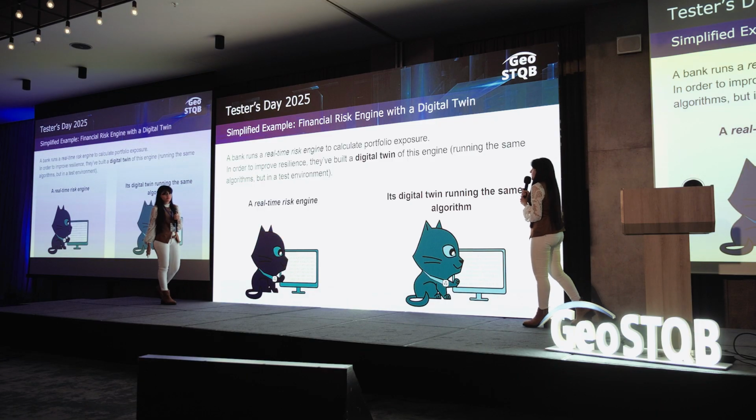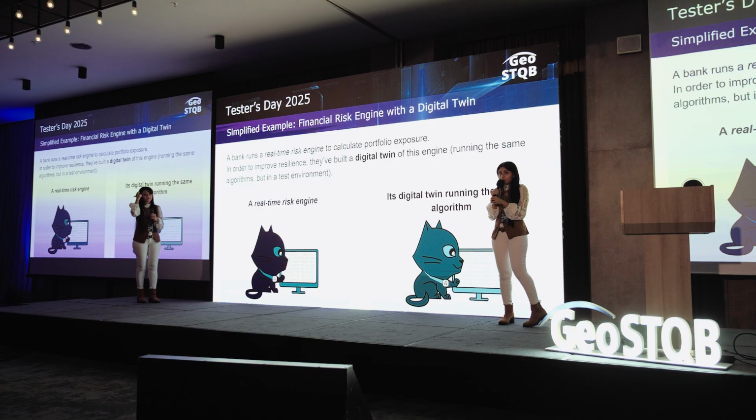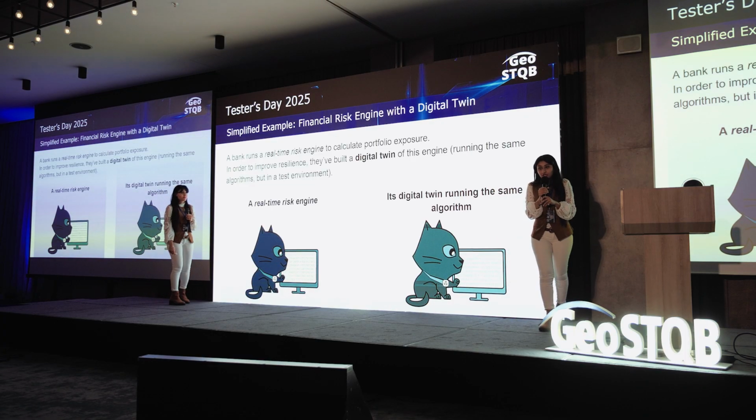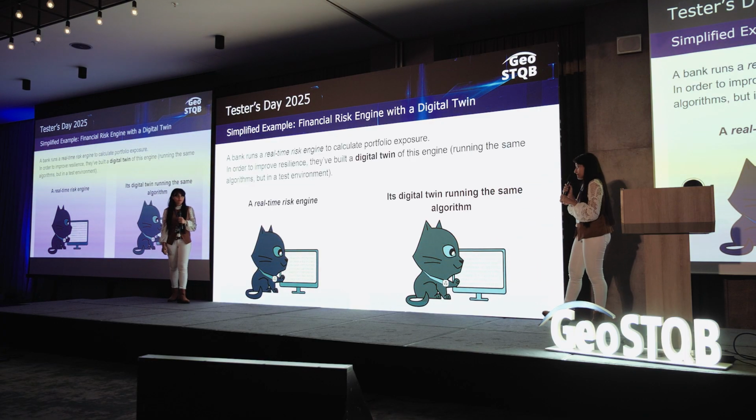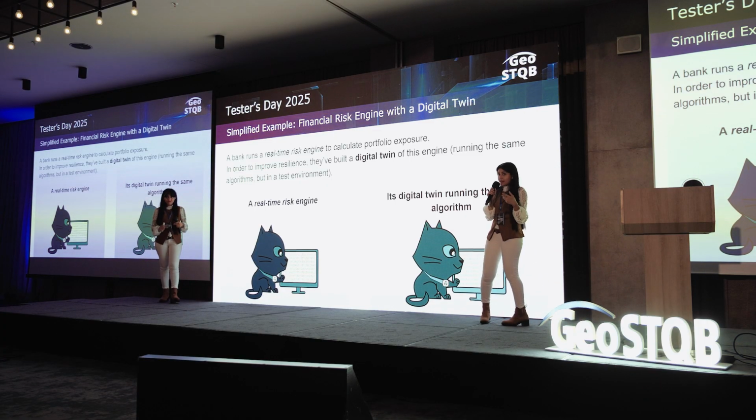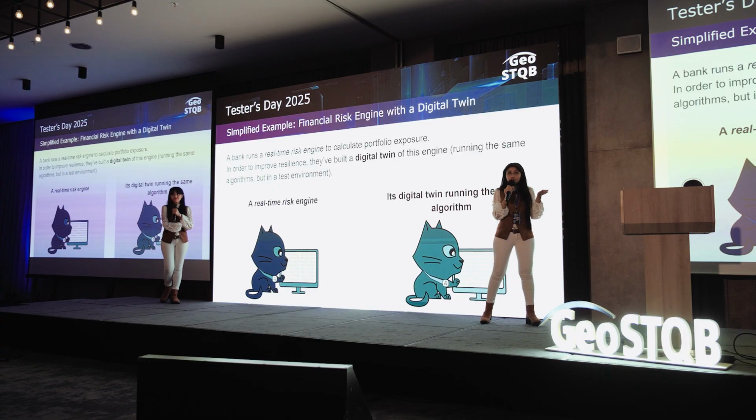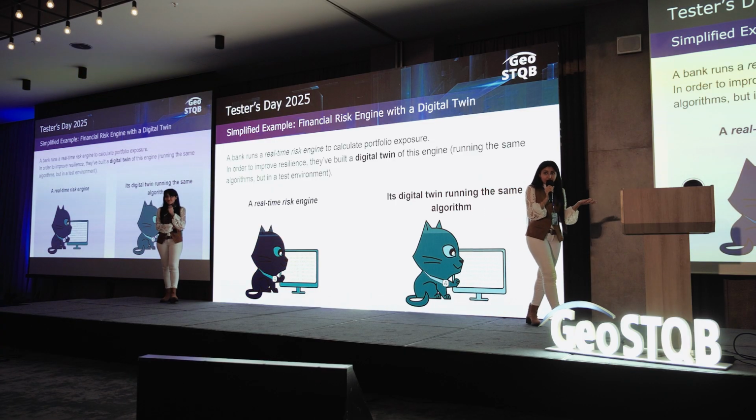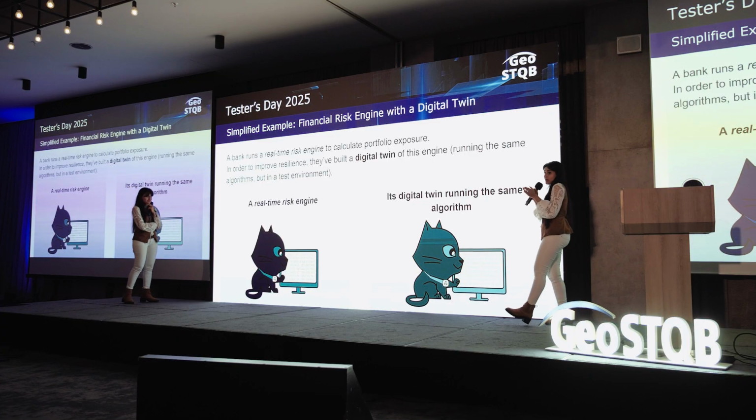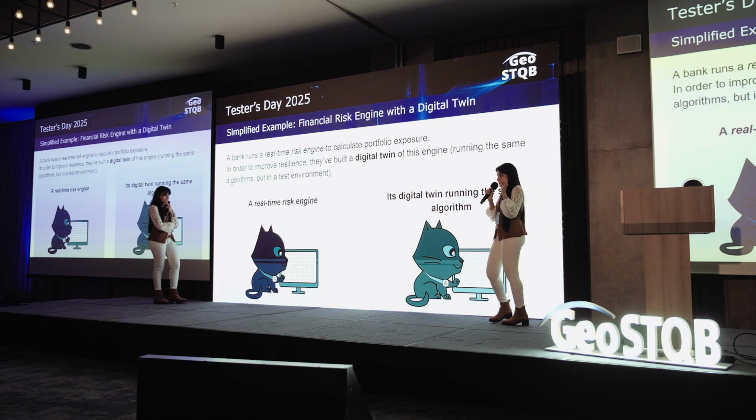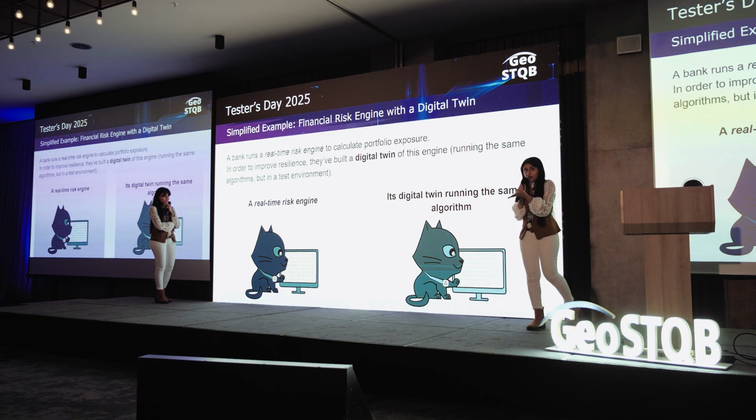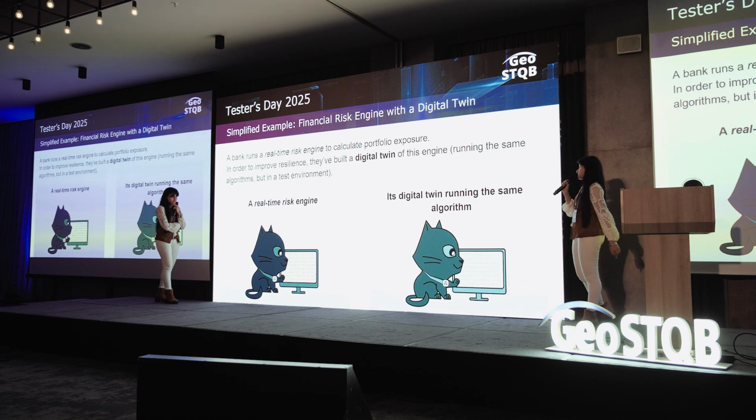So, let's give a small example of combining both metamorphic testing and digital twin. A financial risk engine. Imagine we have a bank that has a real-time risk engine, and its job is to calculate portfolio exposure. In order to improve their resilience, they built a digital twin of this engine that runs the same algorithm. It's the same engine, but like a test environment for them.